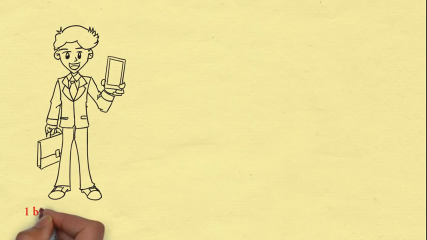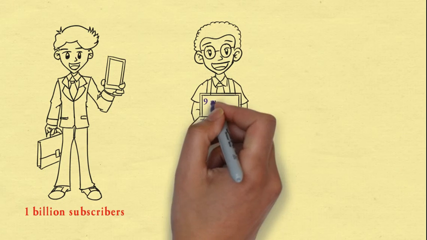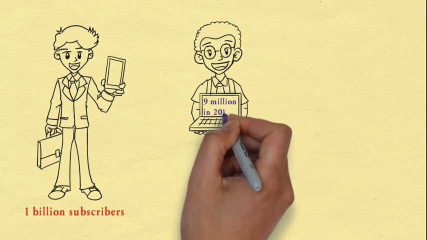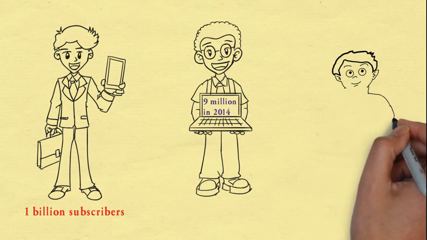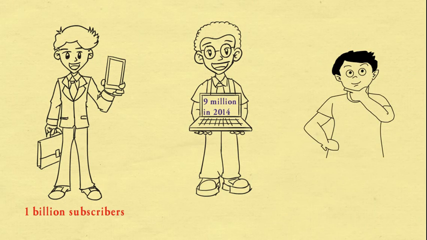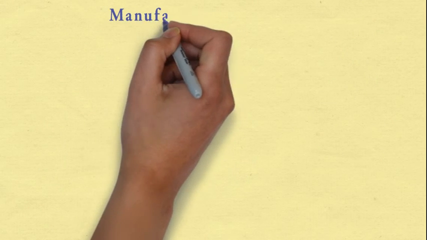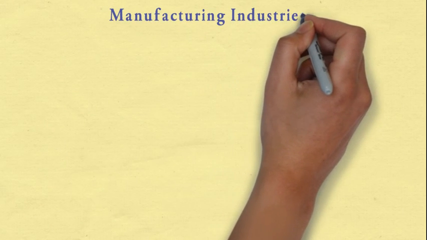There are over 1 billion mobile phone subscribers in India. More than 9 million computers were sold across the country in the year 2014. How do you think these things are produced, and that too on such a large extent? Well, the answer lies in the manufacturing industries.